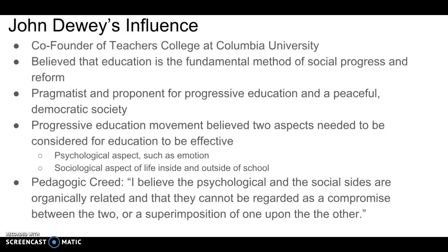He was what some call the father of the progressive education movement. He believed 2 aspects needed to be considered for education to be effective: the psychological aspect, the emotional well-being of the child, and the sociological aspect, inside and outside of school, and how those are connected, not separate. And in his writings, he went on to say, I believe the psychological and social sides are organically related and that they cannot be regarded as a compromise between the two or a superimposition of one upon the other.